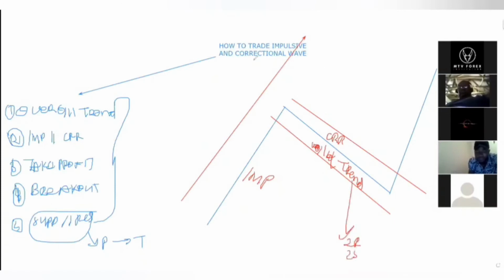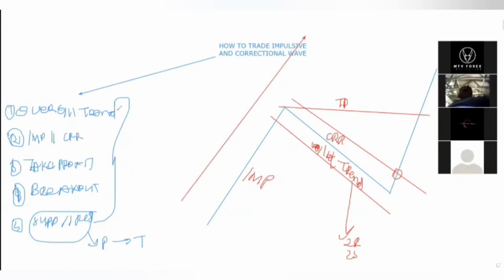And after that, you identify your take profit. Your take profit is where the market changed its direction for the first time, so this is your TP here. Then you have your breakout at the zone here, which means overall direction done, impulse and correction done, take profit done, breakout done, support and resistance done. You apply it at the zone here.